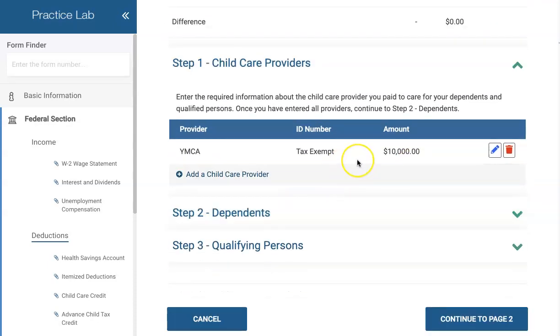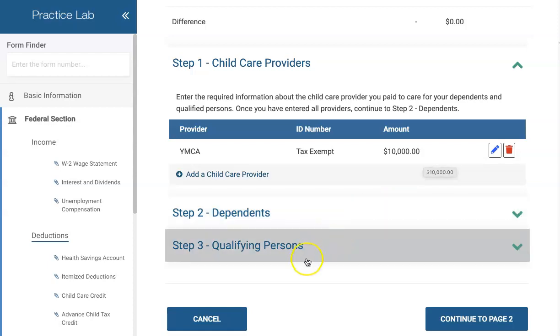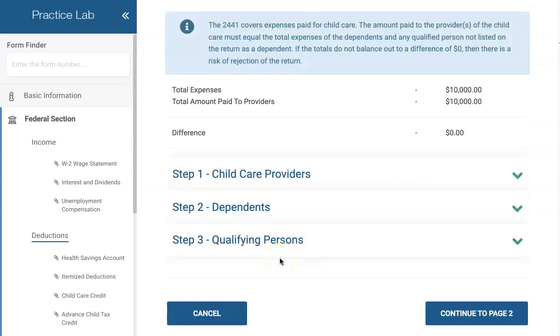Step 2 is dependents. When you look at that, it'll list all the dependents on the tax return, and you pick one. Step 3 is qualifying persons. It's to add somebody who is not on the tax return. You don't generally want to do that. In this case, you don't have to do that at all. Click continue to page 2.